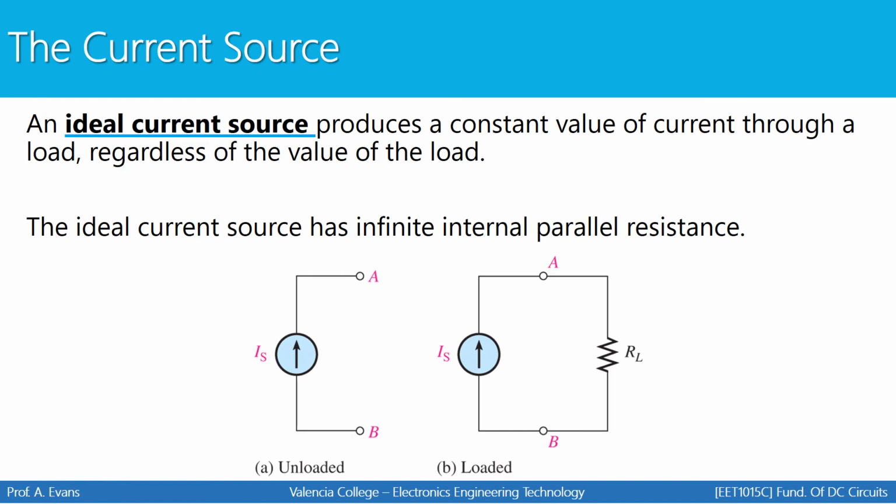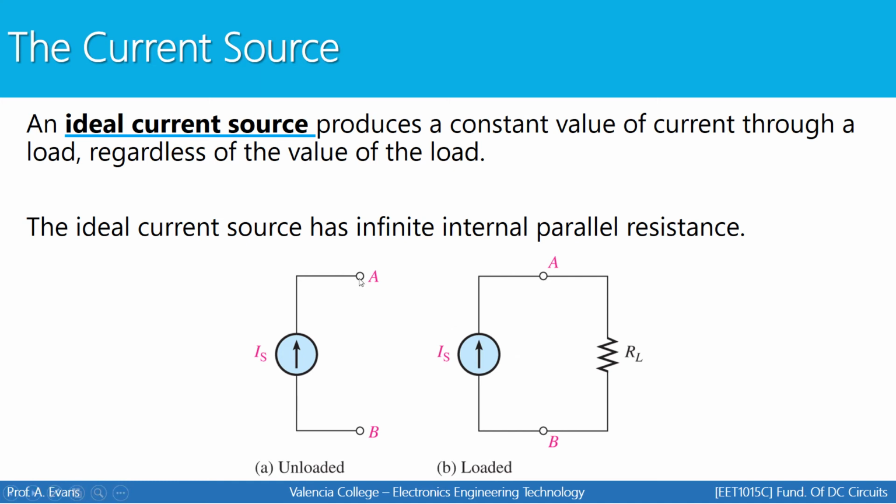Next, let's talk about the ideal current source. An ideal current source will produce a constant value of current through a load, regardless of the value of the load. The ideal current source has an infinite internal parallel resistance. So in a perfect world, a current source, which will just supply current the same way a voltage source supplies voltage, has an infinite amount of resistance in parallel to the current source.